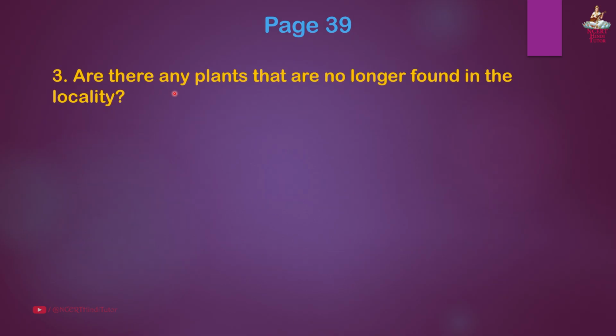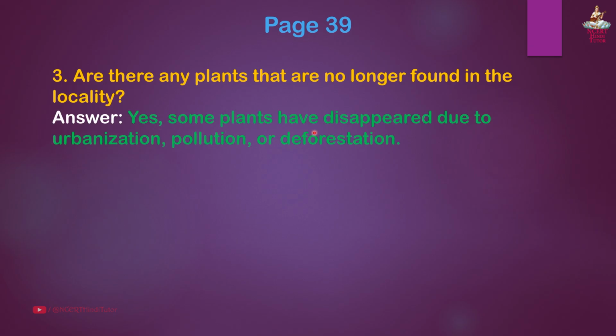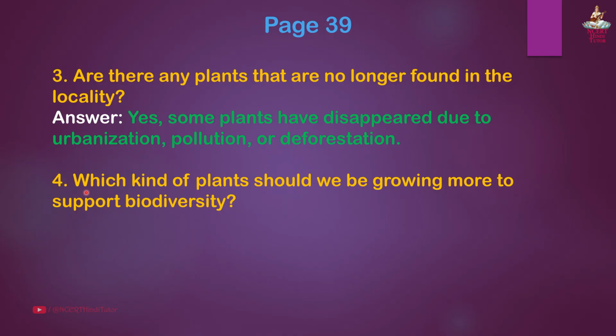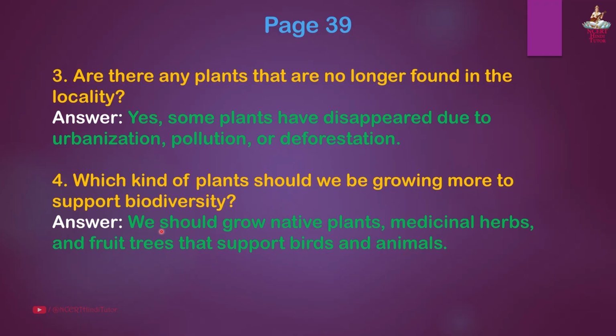Question 3. Are there any plants that are no longer found in the locality? Answer: Yes. Some plants have disappeared due to urbanization, pollution or deforestation. Question 4. Which kind of plants should we be growing more to support biodiversity? Answer: We should grow native plants, medicinal herbs and fruit trees that support birds and animals.